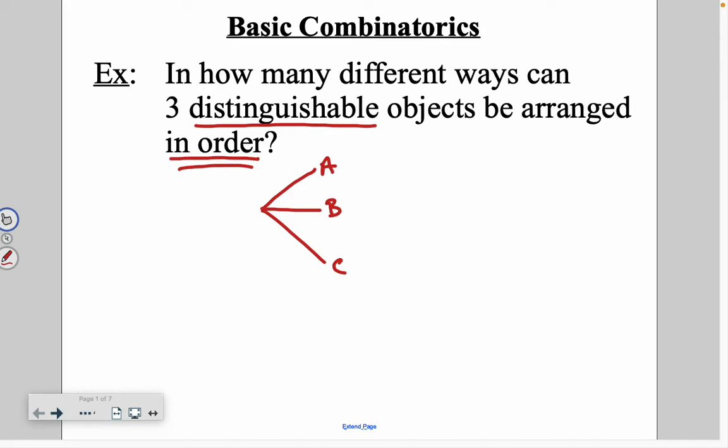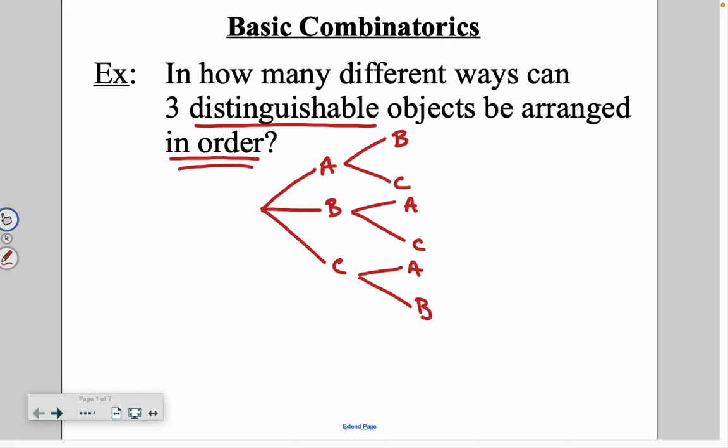Assuming that the first object was A, what options do I have for the second object? B or C. So object number two could be B or C. If the first object is B, the second one could be A or C. And if the first one is C, the second one has to be either A or B.